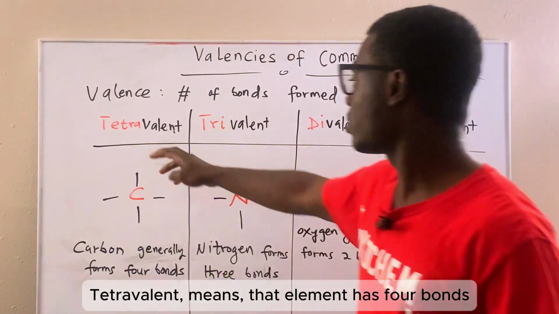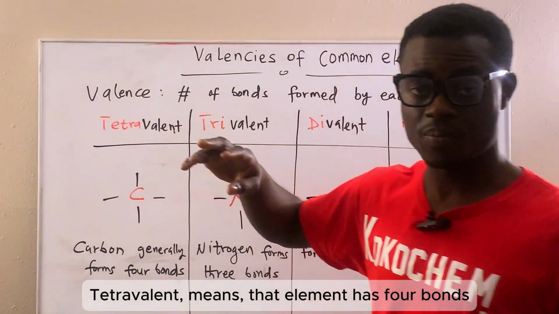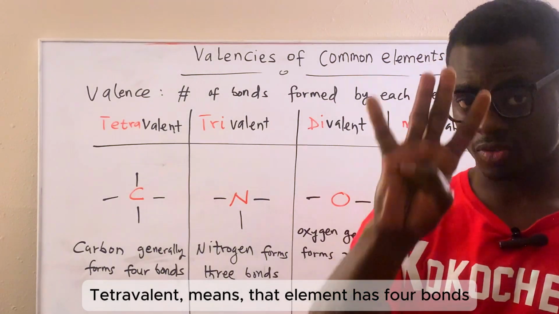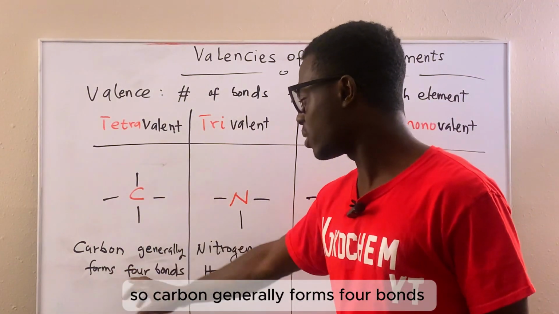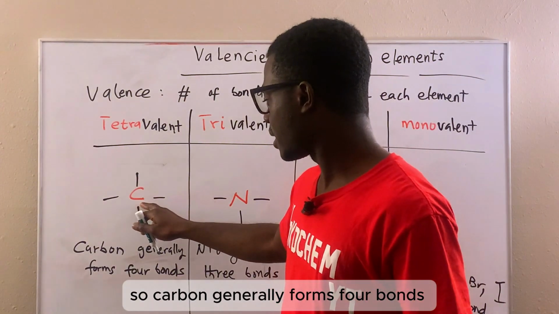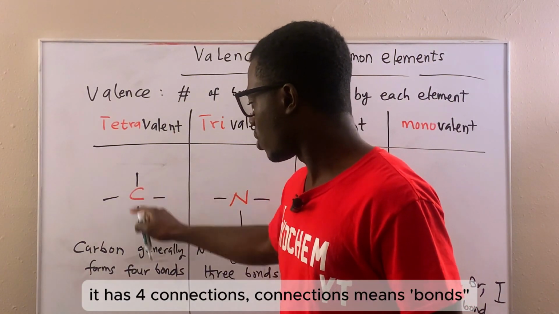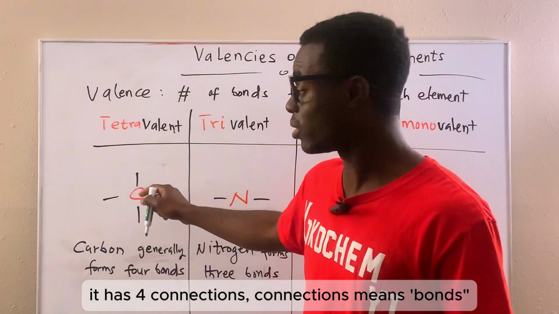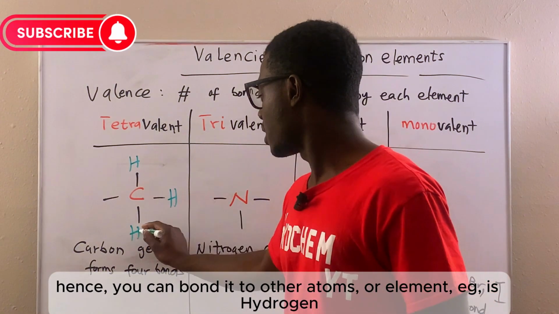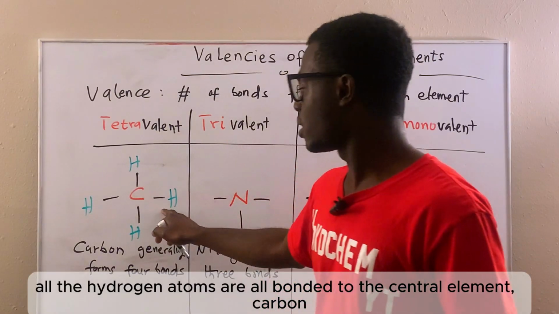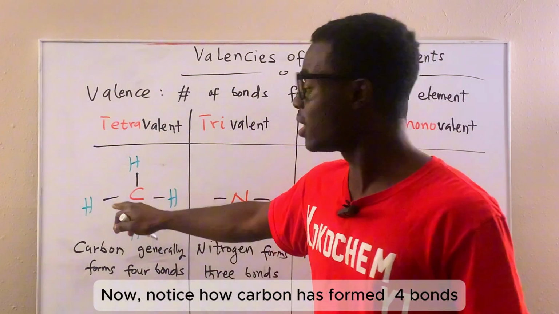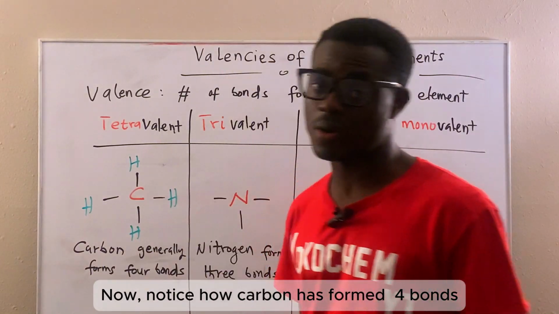If an element is tetravalent, the number of bonds it can form is 4. For example, carbon generally forms 4 bonds. Carbon has 4 connections, and a connection is a bond. Atoms like hydrogen are all bonded to the central element, carbon. So carbon forms 4 bonds.